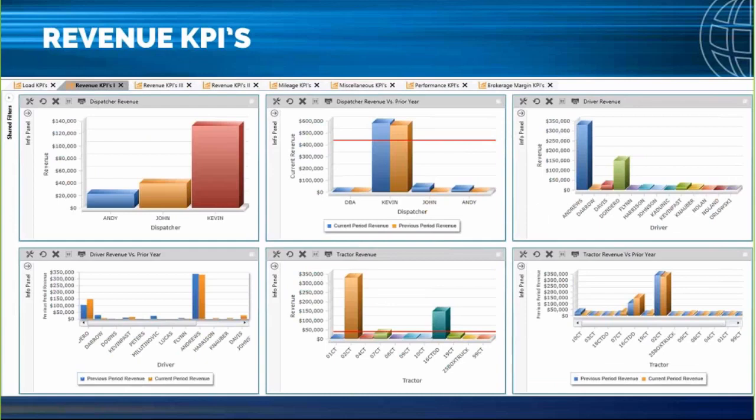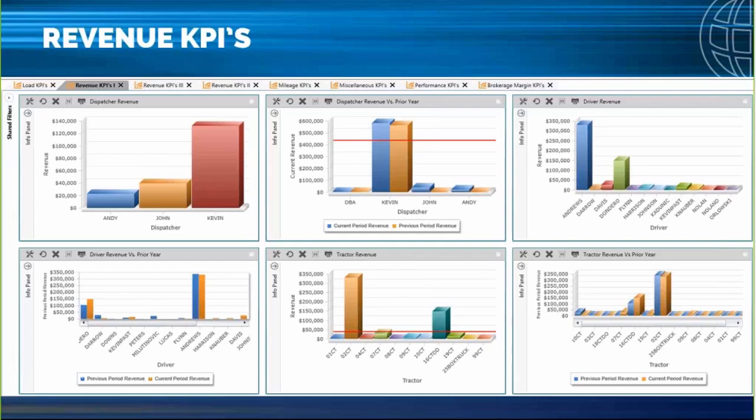Revenue KPIs, there's going to be 3 different views that we're going to look at here, but some of the information, once again, in these KPIs, we can see dispatcher revenue in the upper left. To the right of that, we can see dispatcher revenue versus the prior year, and in that one, we've got a goal line, so we can see dispatchers that are above or below that line. We can see driver revenue next to that. And once again, we can look at any time frame that we'd want to look at.